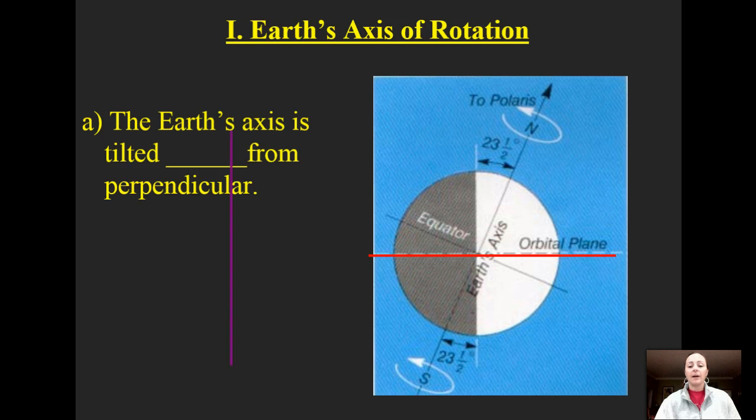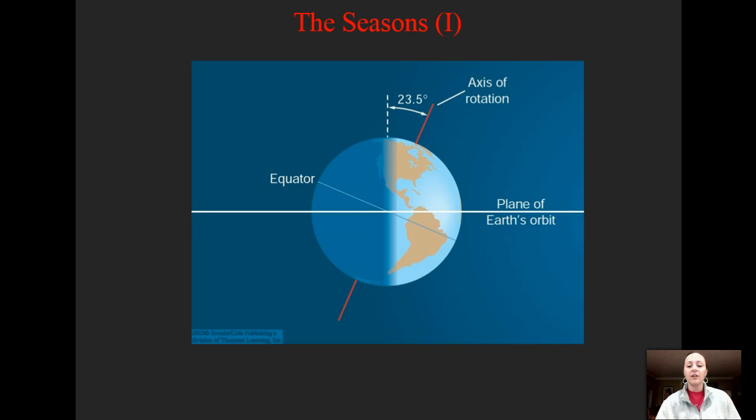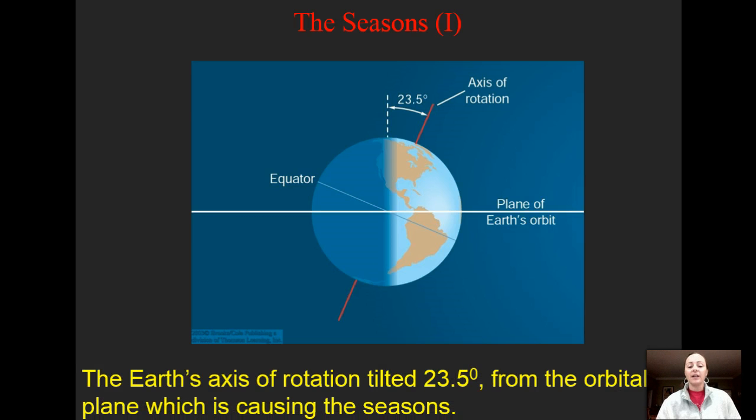So let's talk about how it's tilted. Well, it's tilted 23.5 degrees from perpendicular. That's the angle at which the Earth is tilted. That is the number that you are going to hear over and over and over again. So keep it in the back of your mind somewhere. We will be asking you about it in future. So it's tilted 23.5 degrees from perpendicular. And here's another diagram of it. Because of this tilt, we have the seasons.